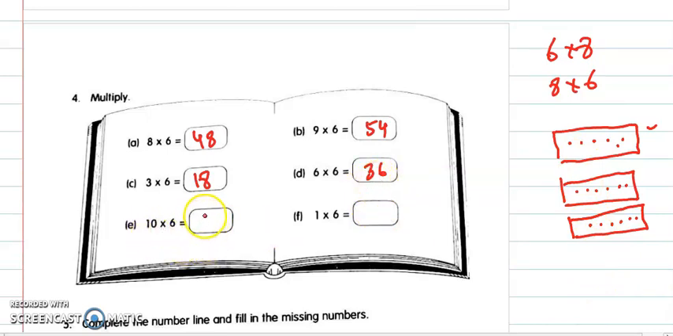And 10 times 6 gives 60. You can make the 10 groups, in each group put 6, and total all of them you will get 60. And 1 times 6 means if we have only one group of 6, in one group of 6 will be 6.